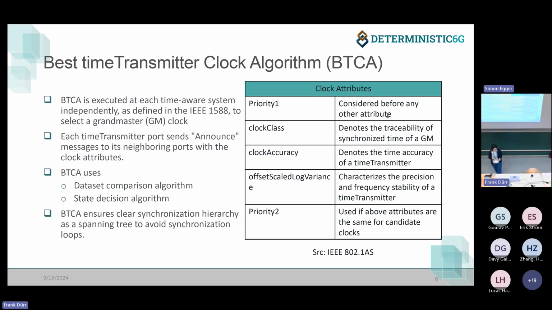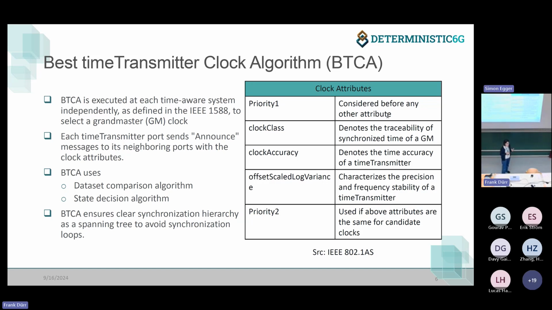We have a clock class, which denotes the traceability of the synchronized time of a GM. We have clock accuracy, which denotes, of course, the time accuracy of the time transmitter. We have an offset scaled log variance, which categorizes the precision and frequency stability of a time transmitter. And we have a priority 2, which would be used if all the above attributes are the same.